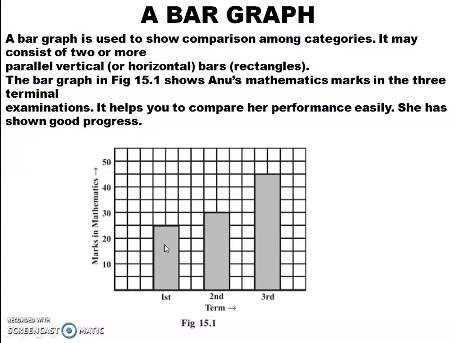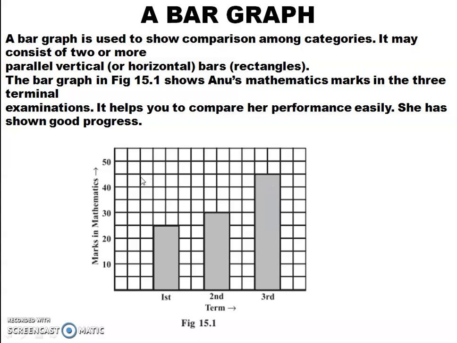Now, what does this graph represent? This bar graph shows Anu's mathematics marks in the 3 terminal examinations. Without going through any data representation, you can easily say in which term she scored more marks. It is the 3rd term. It helps you to compare her performance easily. She has shown good progress in the 3rd term.